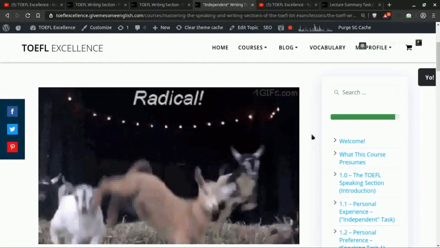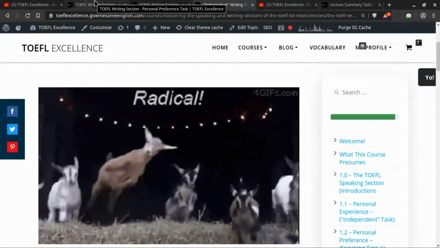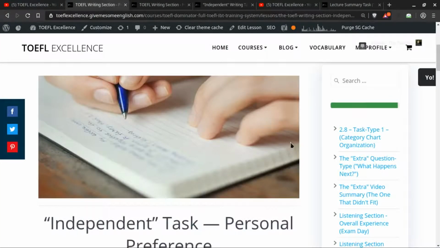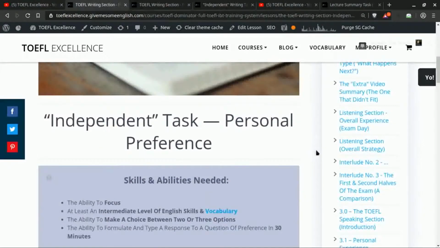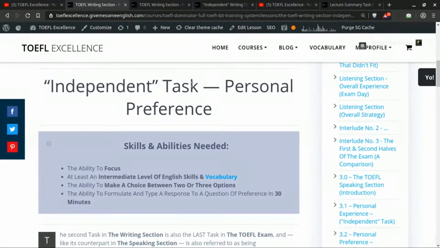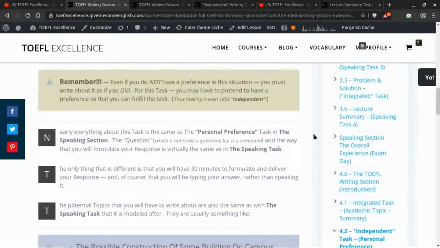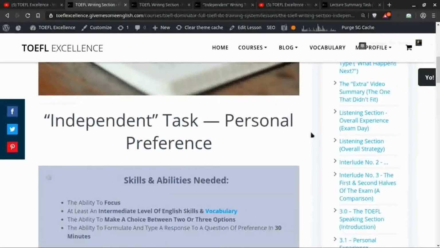All right, welcome back. Today we are talking about the last task in the entire TOEFL exam. It is the second task in the writing section. This is the independent task, and it's about personal preference. Just like with the last writing task, this task is also almost exactly the same as a task in the speaking section, the independent personal preference task.